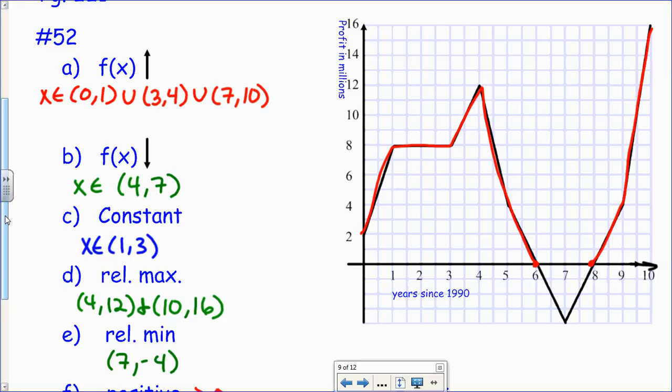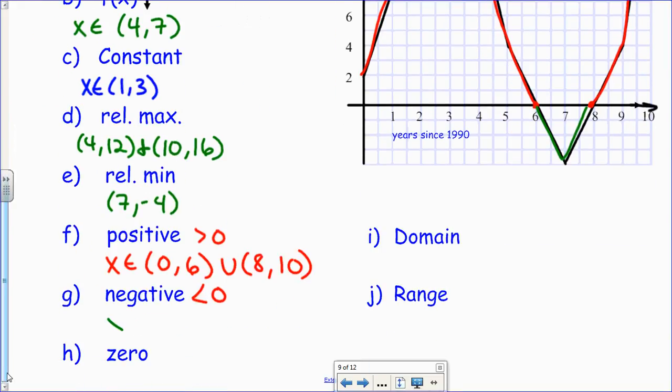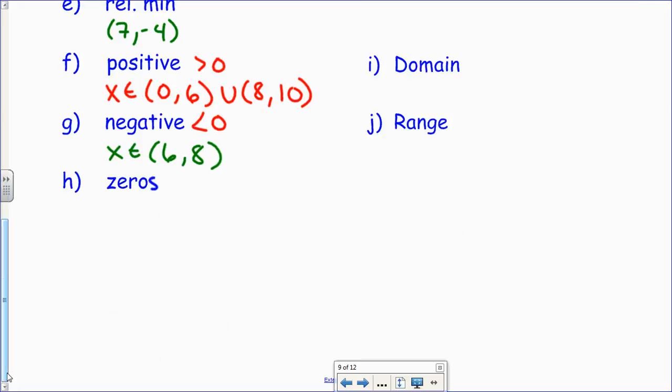Okay, do we understand that part from the graph? And then where was it negative? Well, it was negative right here, so from 1996 to 1998, where x was 6 to 8. And there are two zeros, 6, 0, and 8, 0. Those are your x-intercepts.